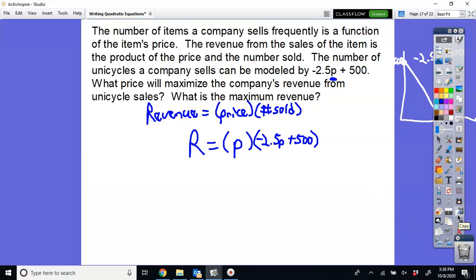So guys, what I want you to realize here is that somebody did some studying to figure this out. Somebody in the company didn't just come up with that equation out of nowhere. They actually did some studying with the price and saw what happened when they raised the price and when they lowered the price. This didn't happen just by randomness.